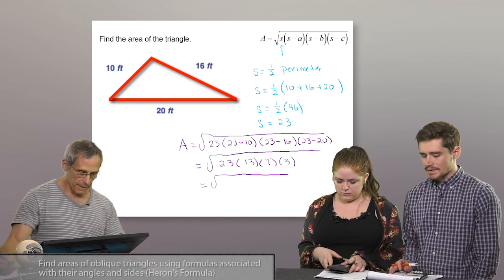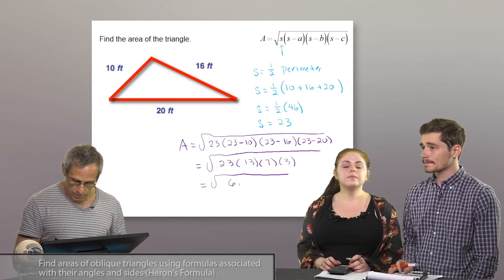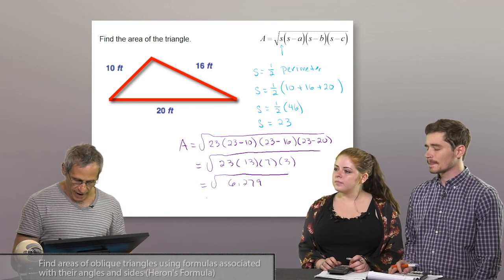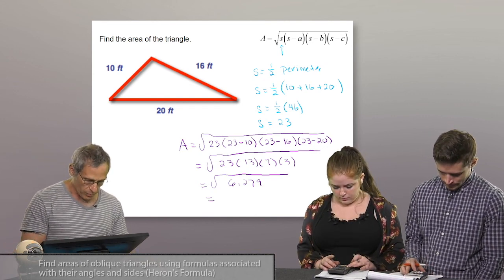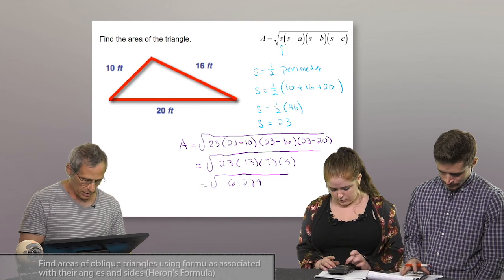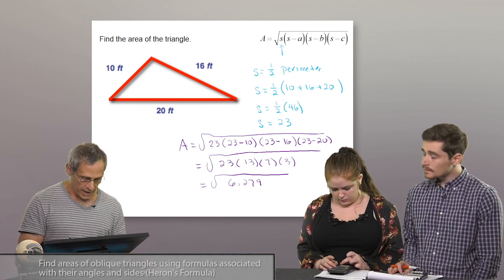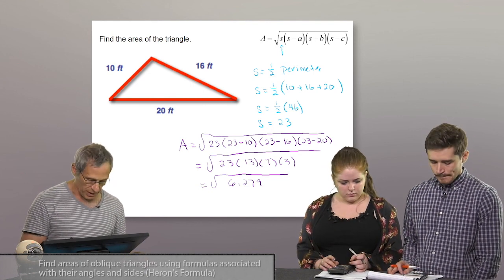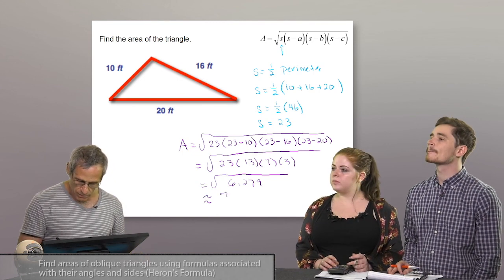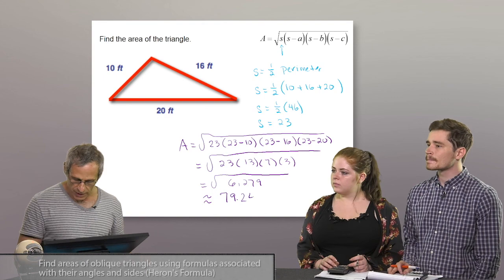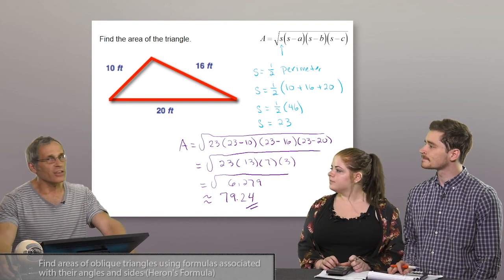It is 6,279. Beautiful. And so the area of this triangle would be the square root of that number, which is going to be approximate. I don't think it's going to come out exact. So let's go to 2 decimal places. What would that be? 79.24. Beautiful. And that's Heron's formula. Thank you, and thank you.